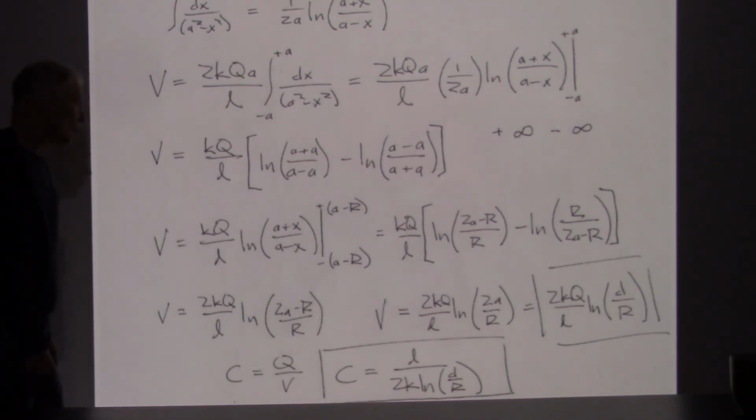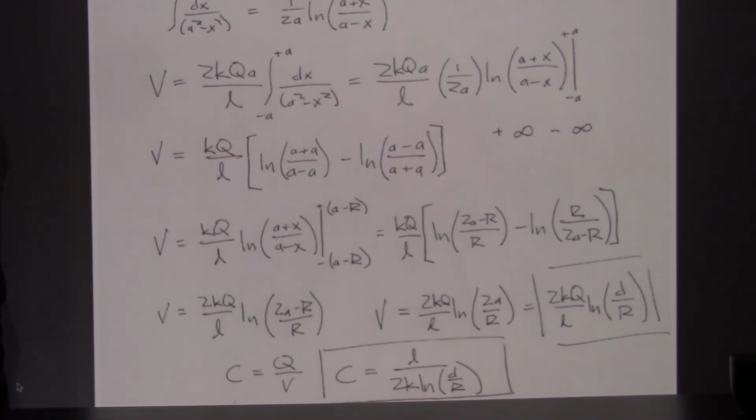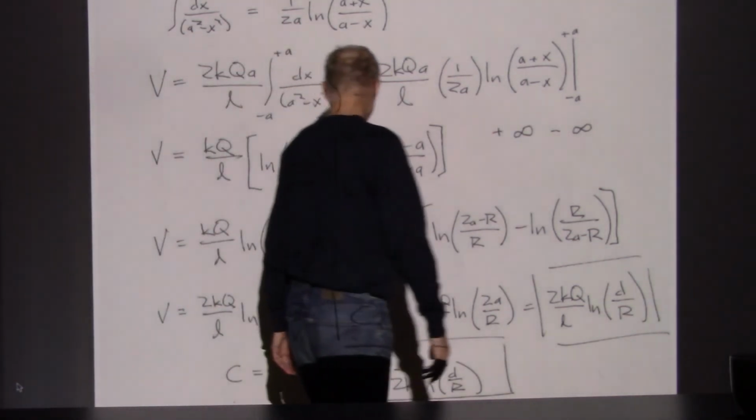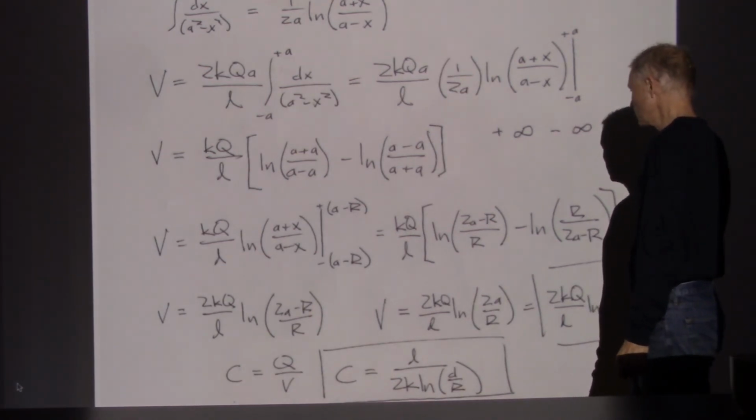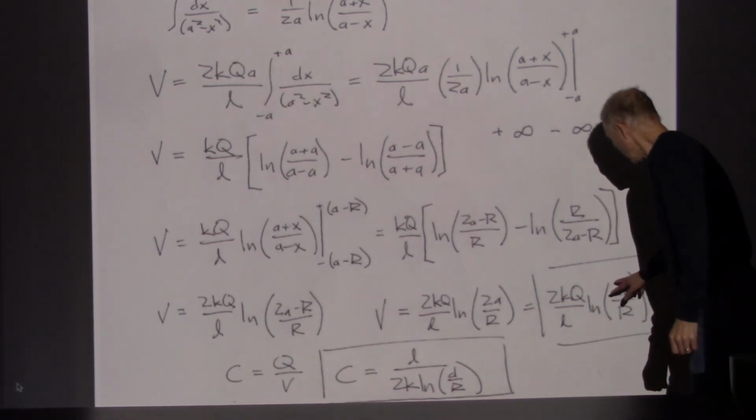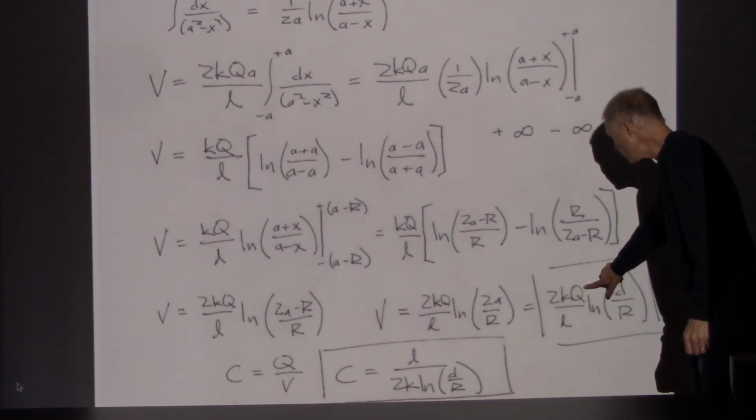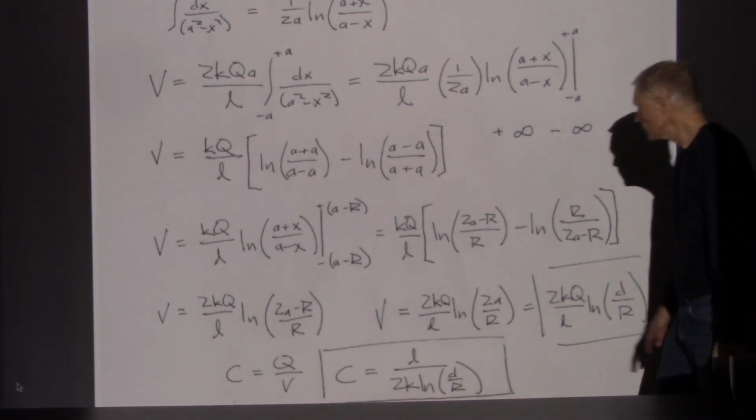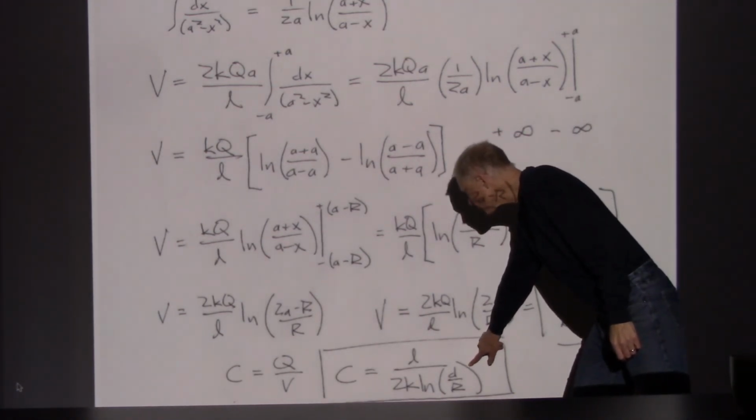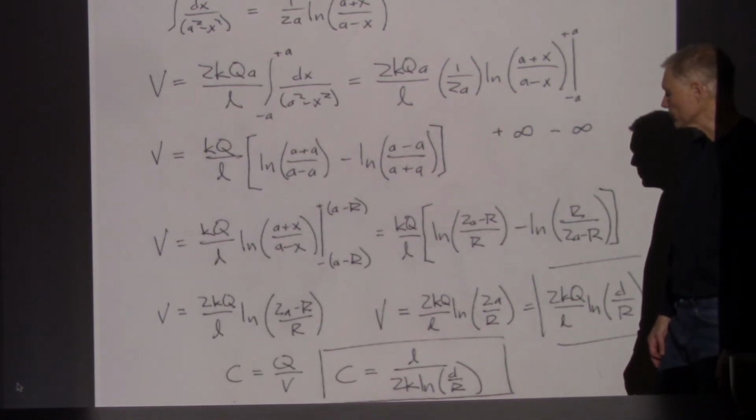So the formula that we end up with here turns out to be, here is the Q that we ended up with. There is the voltage that we've calculated. So for two wires, we've got that for the capacitance.